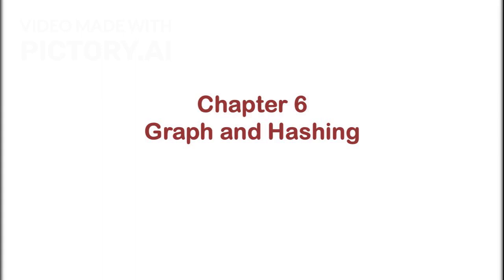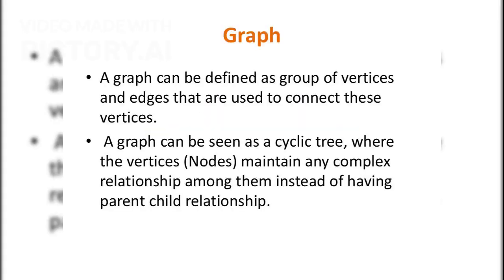Welcome to Chapter 6, where we delve into the fascinating world of graphs and hashing. These concepts are fundamental in computer science and have a wide range of applications. A graph is essentially a collection of vertices connected by edges. Unlike a tree, a graph can have complex relationships among its nodes, making it a versatile structure for various applications.